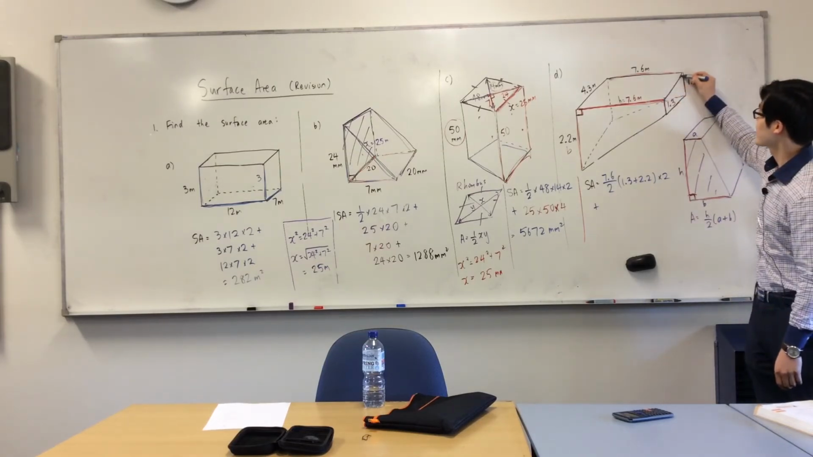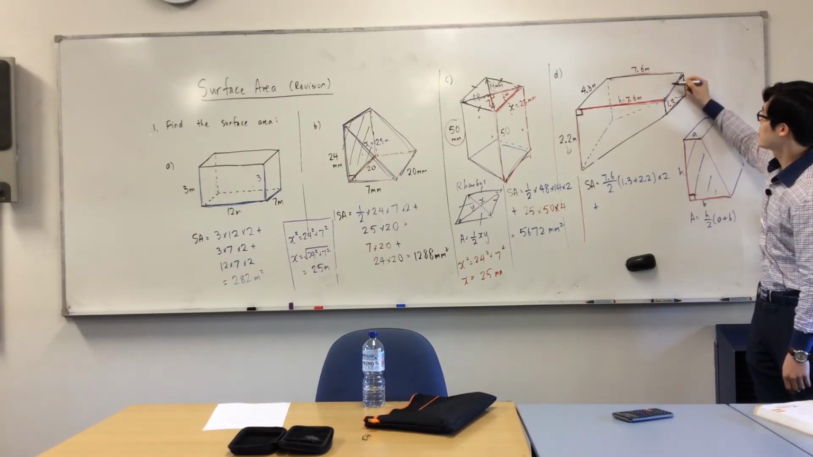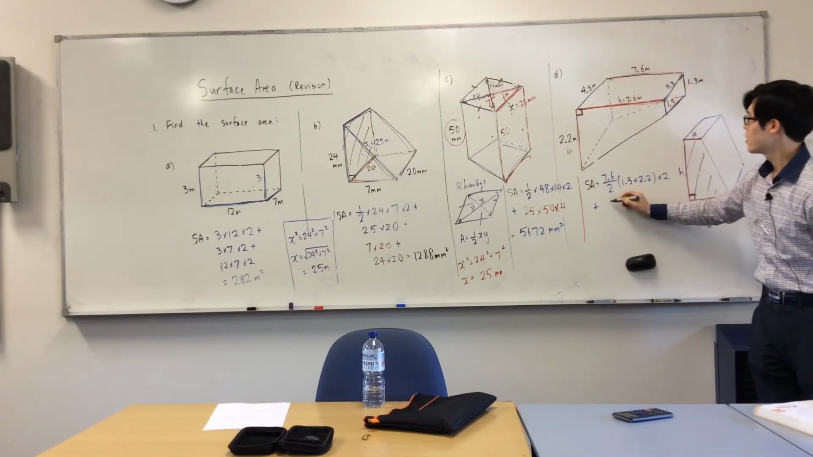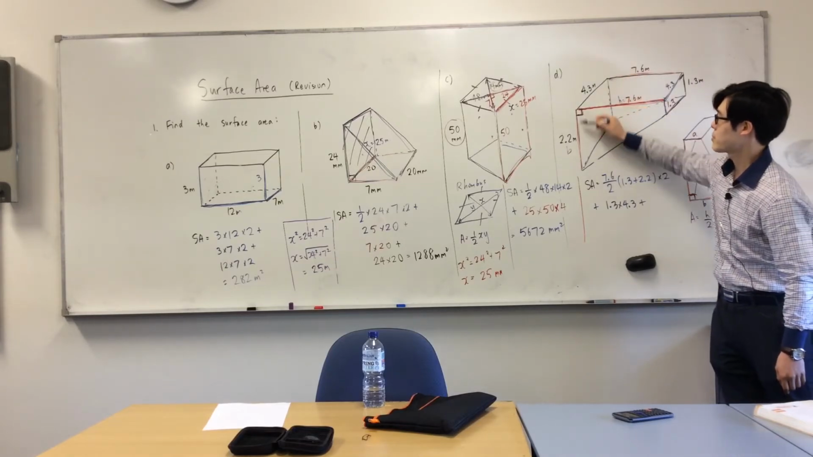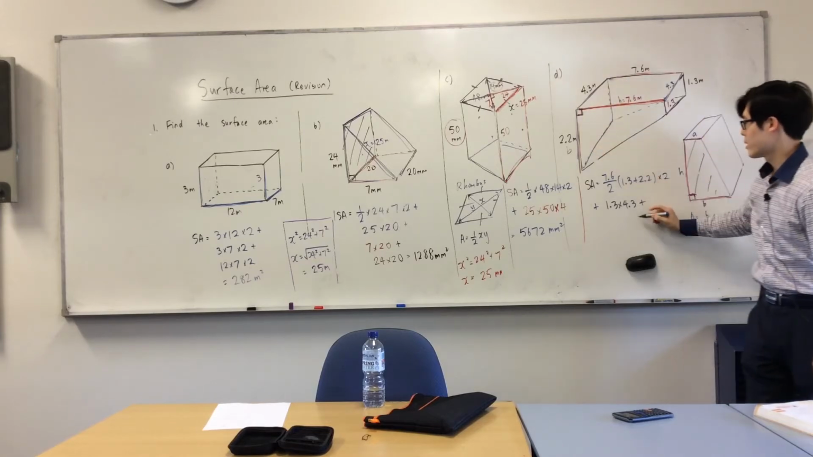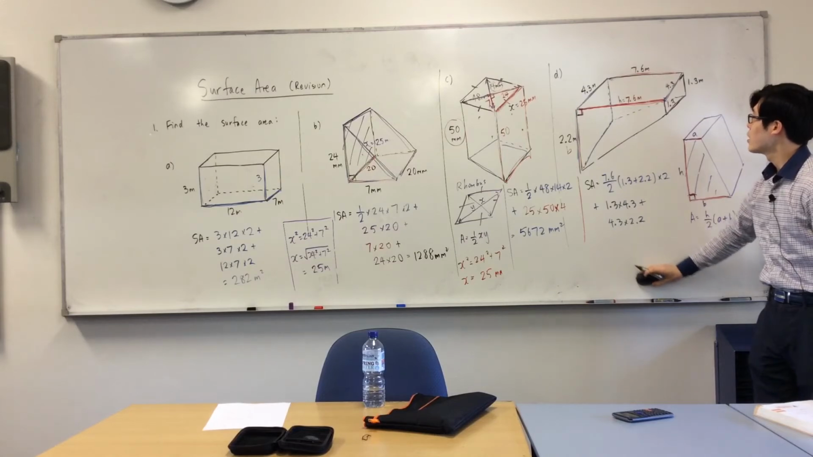Let's find the area of this side rectangle. It's meant to be a rectangle, even though it doesn't look like it. So 1.3 times 4.3, because if it's 4.3 there, it's 4.3 there. So 1.3 times 4.3 plus, let's find this rectangle. It's meant to be a rectangle once again. What is it? 4.3 times 2.2. That's right. 4.3 times 2.2.